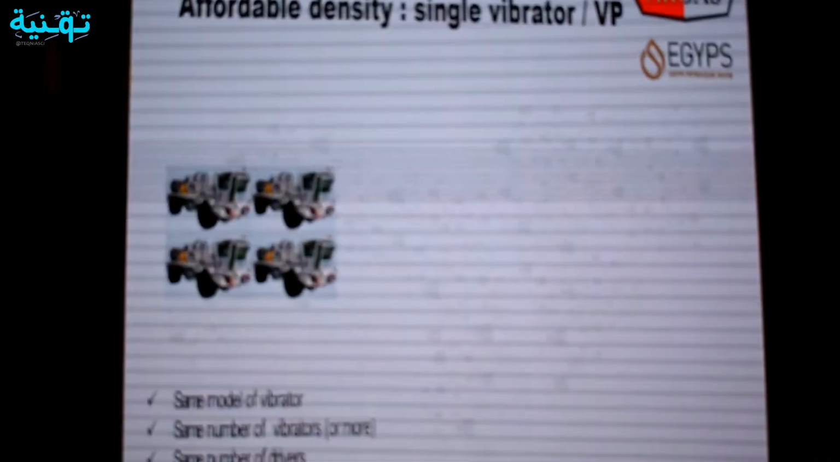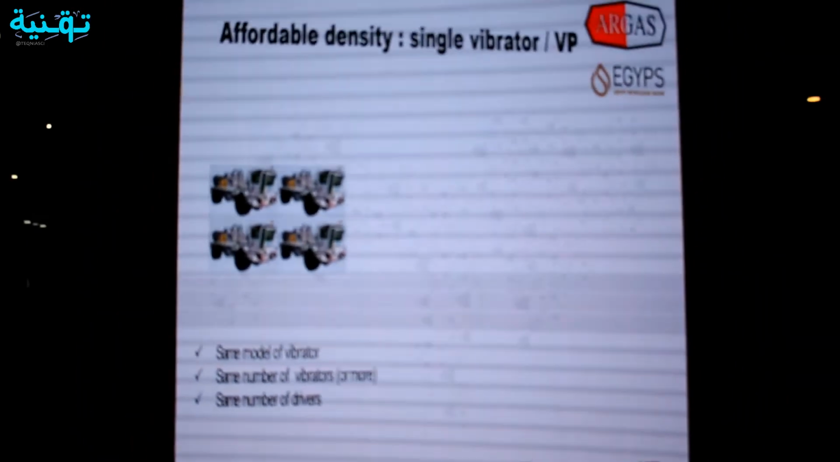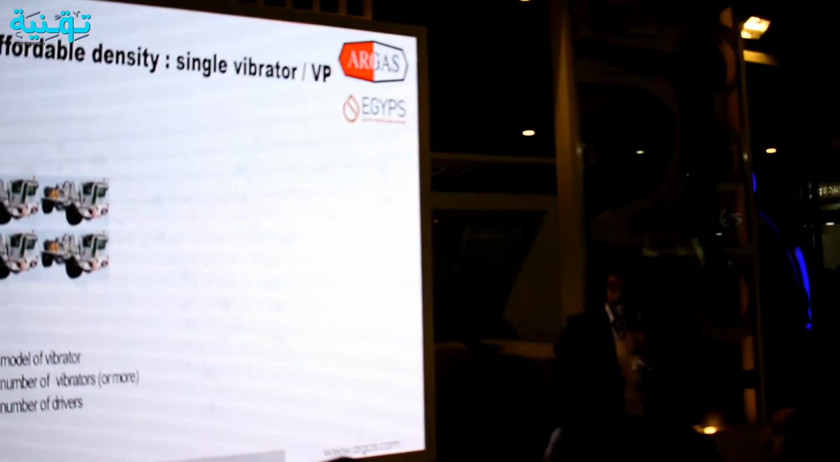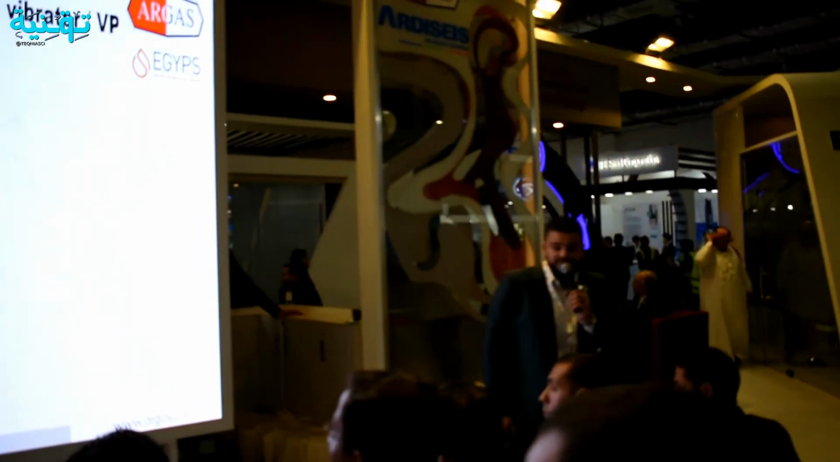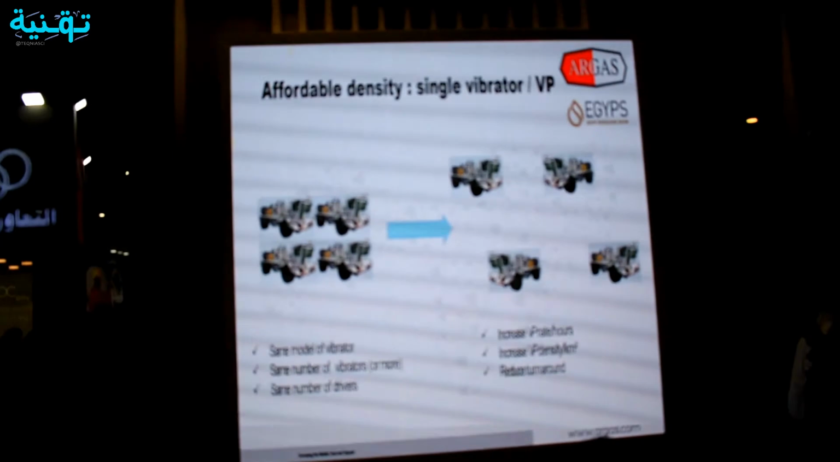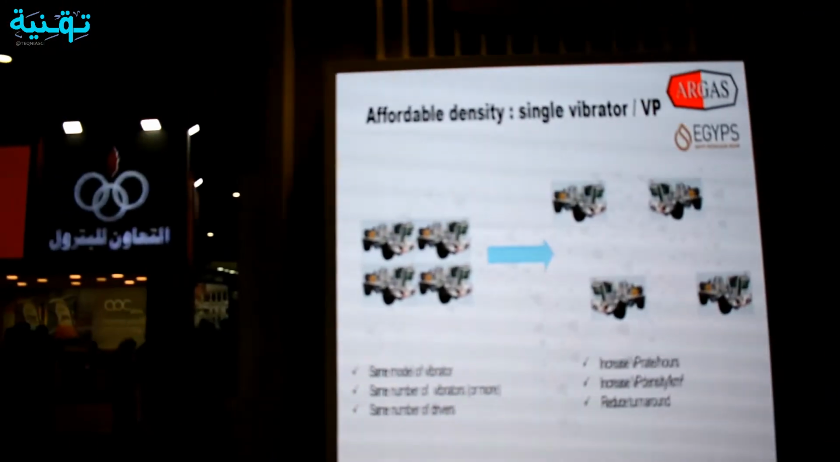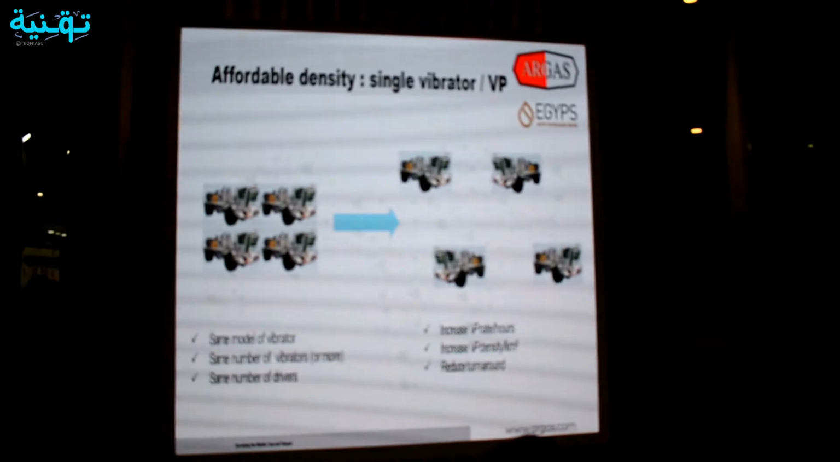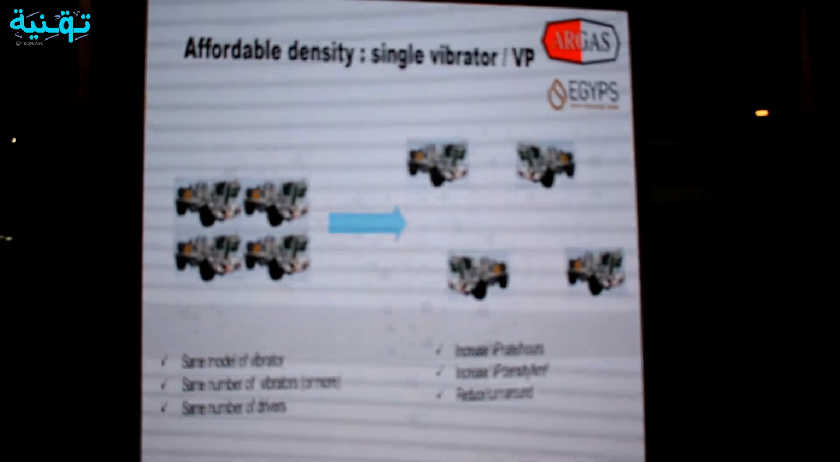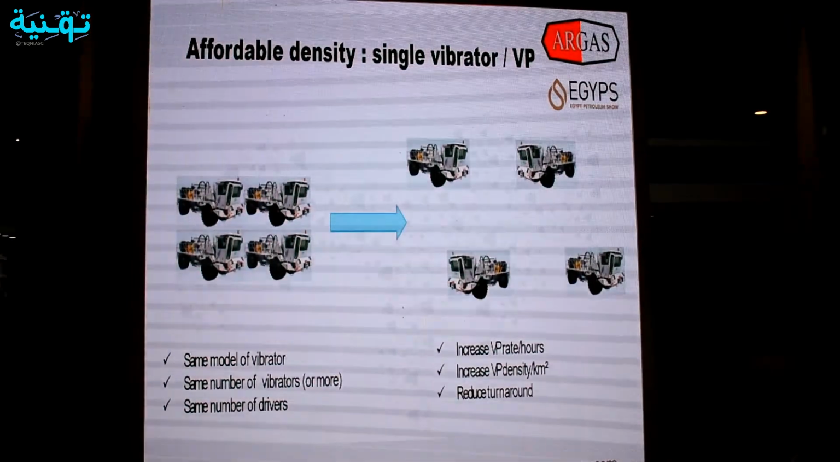Affordable density, single vibrator per VP. In the conventional acquisition, we were using a fleet composed of 3 or 4 vibrators. With the new technology, using the same model of vibrator and the same number of drivers, we have made the acquisition denser by putting a single vibrator per VP and decreasing the shot point interval. Applying these factors, we have increased the VP rate per hour, increased the VP density per square kilometer, and reduced the turnaround.